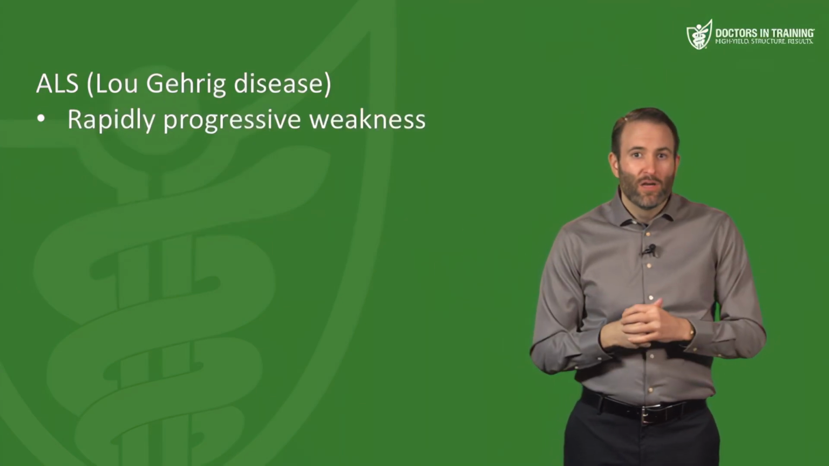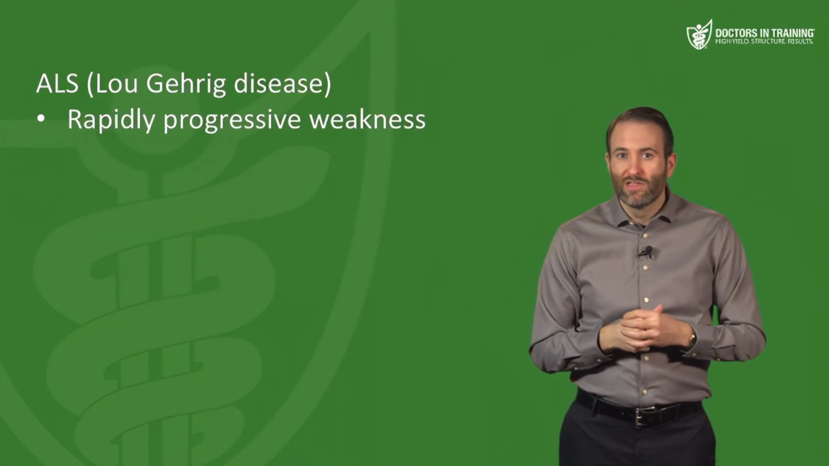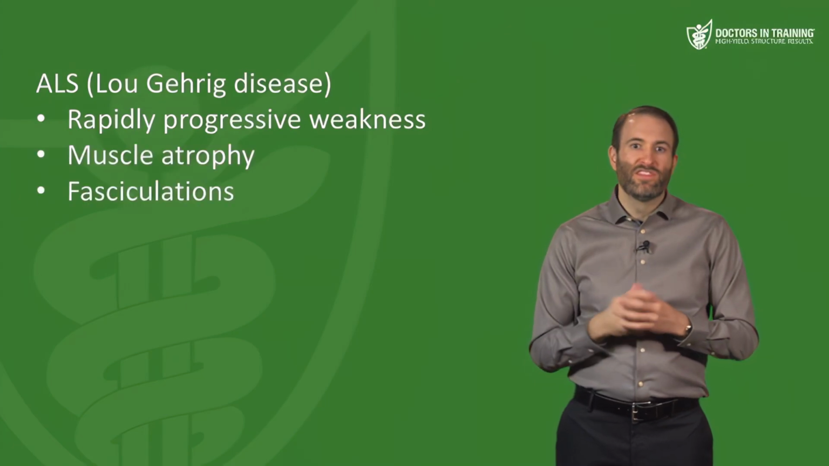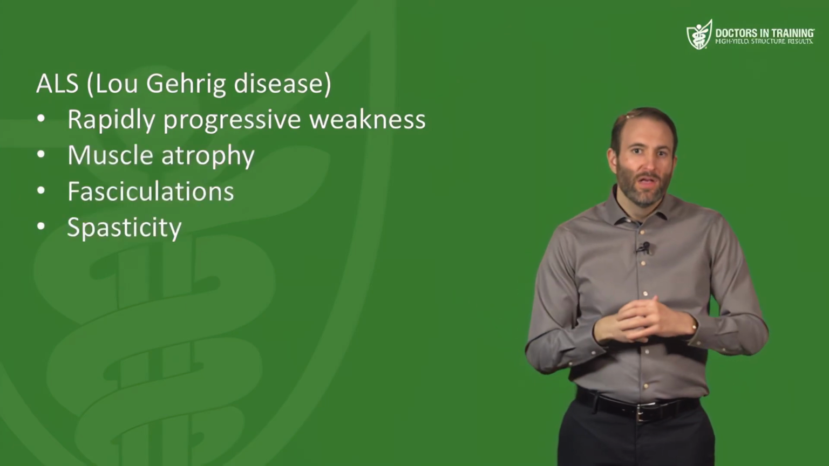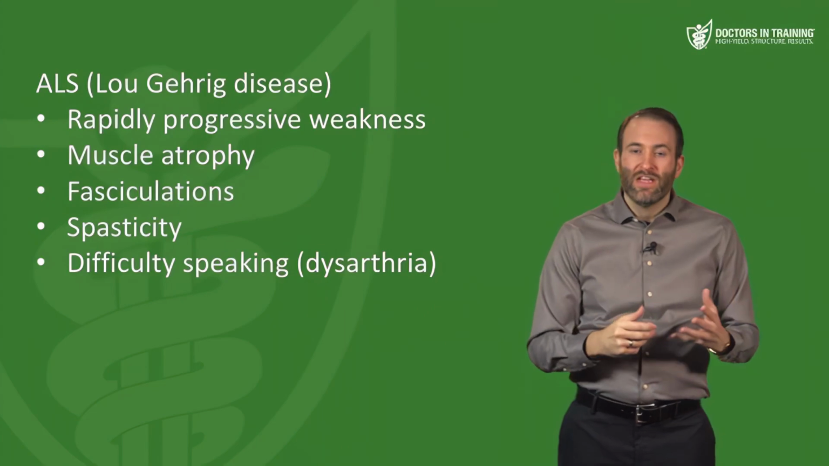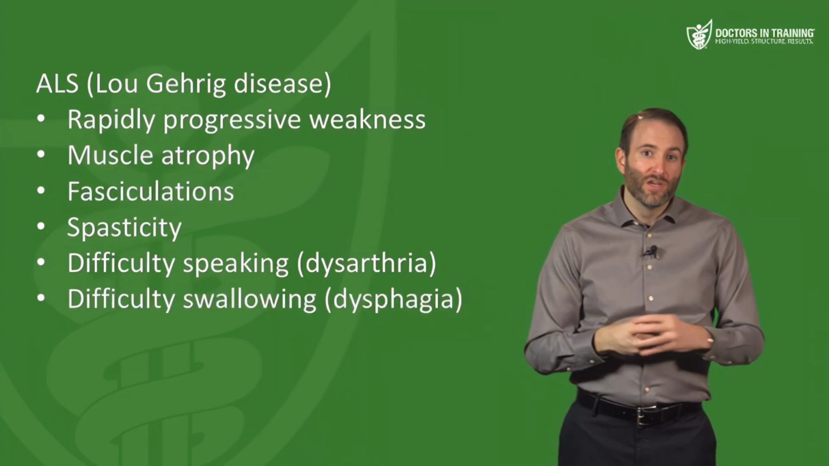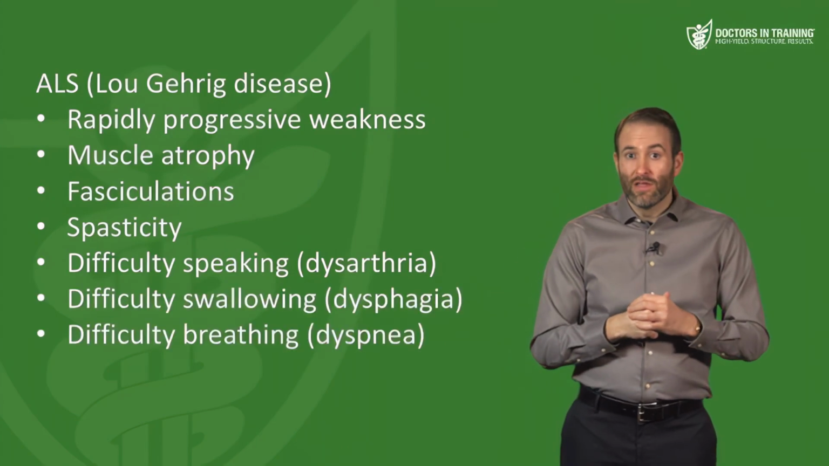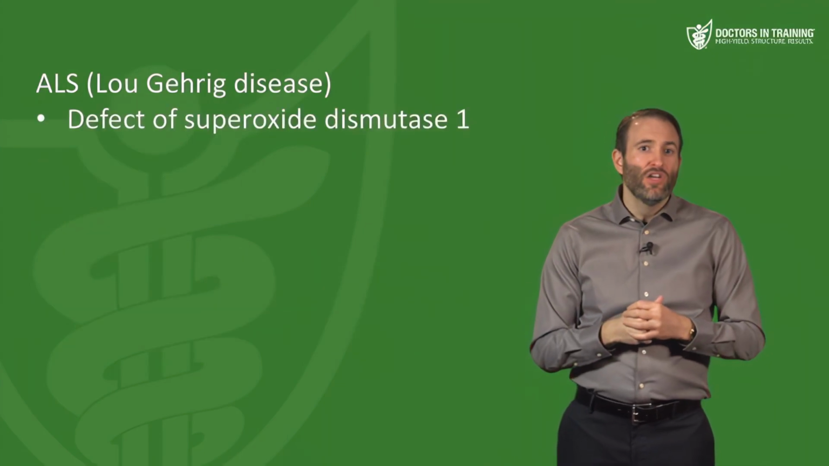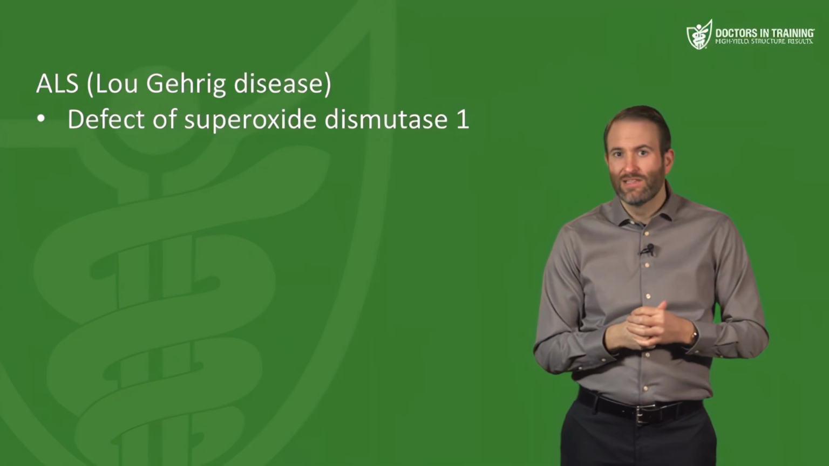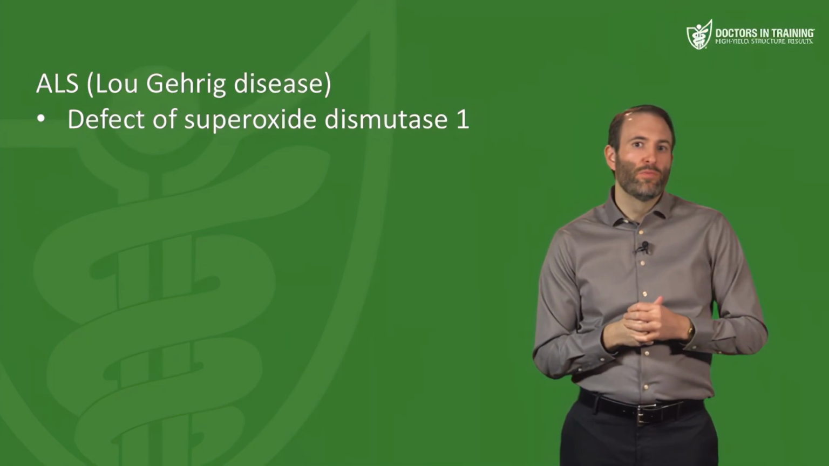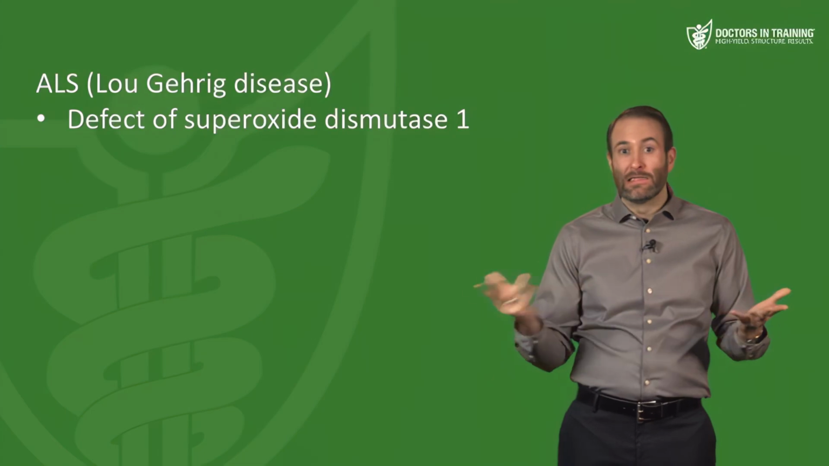which is the hallmark of Lou Gehrig's disease. Patients will present with rapidly progressive weakness, muscle atrophy, fasciculations, spasticity, difficulty speaking, so dysarthria, difficulty swallowing, so dysphagia, and then ultimately difficulty breathing, so dyspnea. So what causes this? Well, you have a defect of superoxide dismutase 1, and this presents with progressive muscle weakness, as we just said, that doesn't get better.